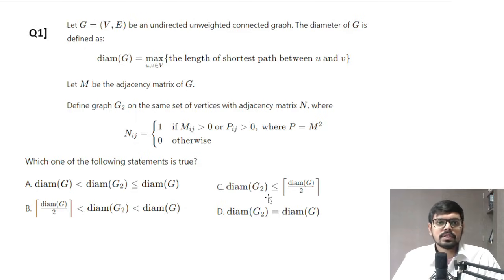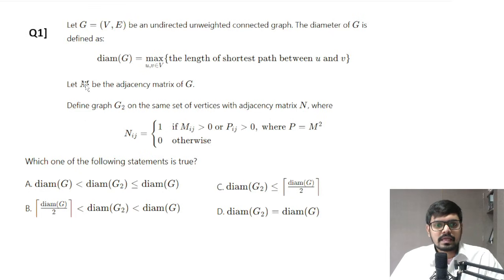Let us read the question. Question says G, which is made from a vertex and edge set, is an undirected, unweighted, connected graph. The diameter of G is defined like this. And you know, this is nothing but the definition of diameter. Already we have studied this in the previous lectures, right?